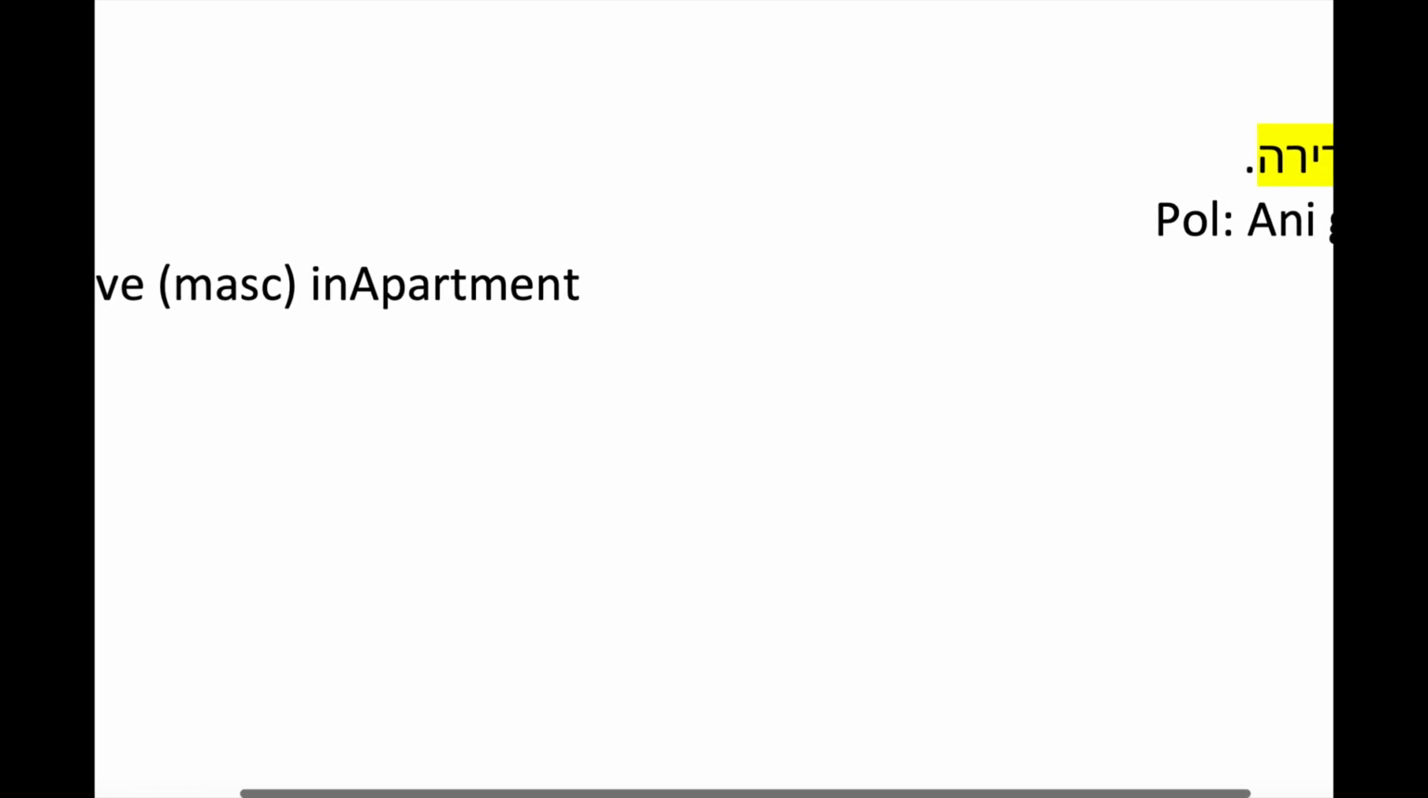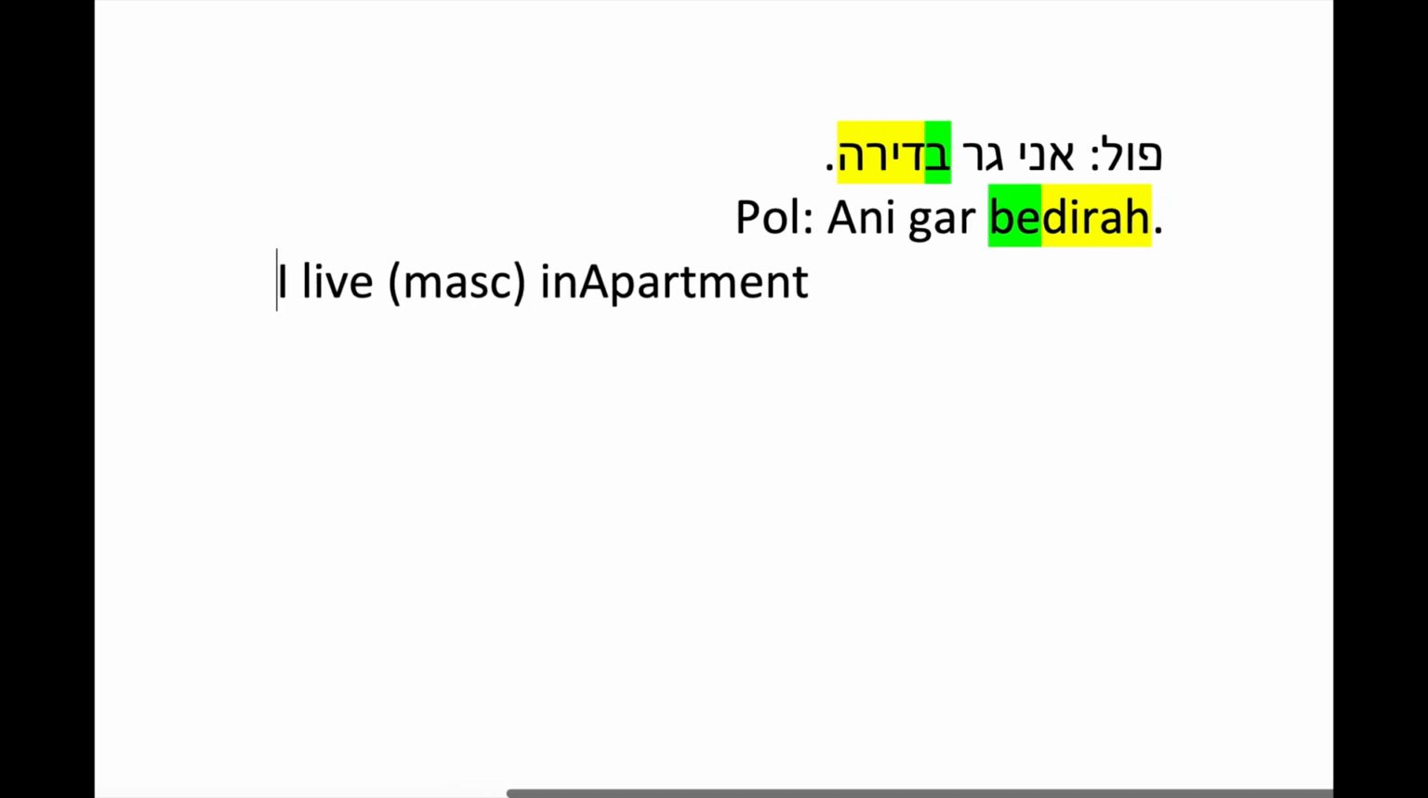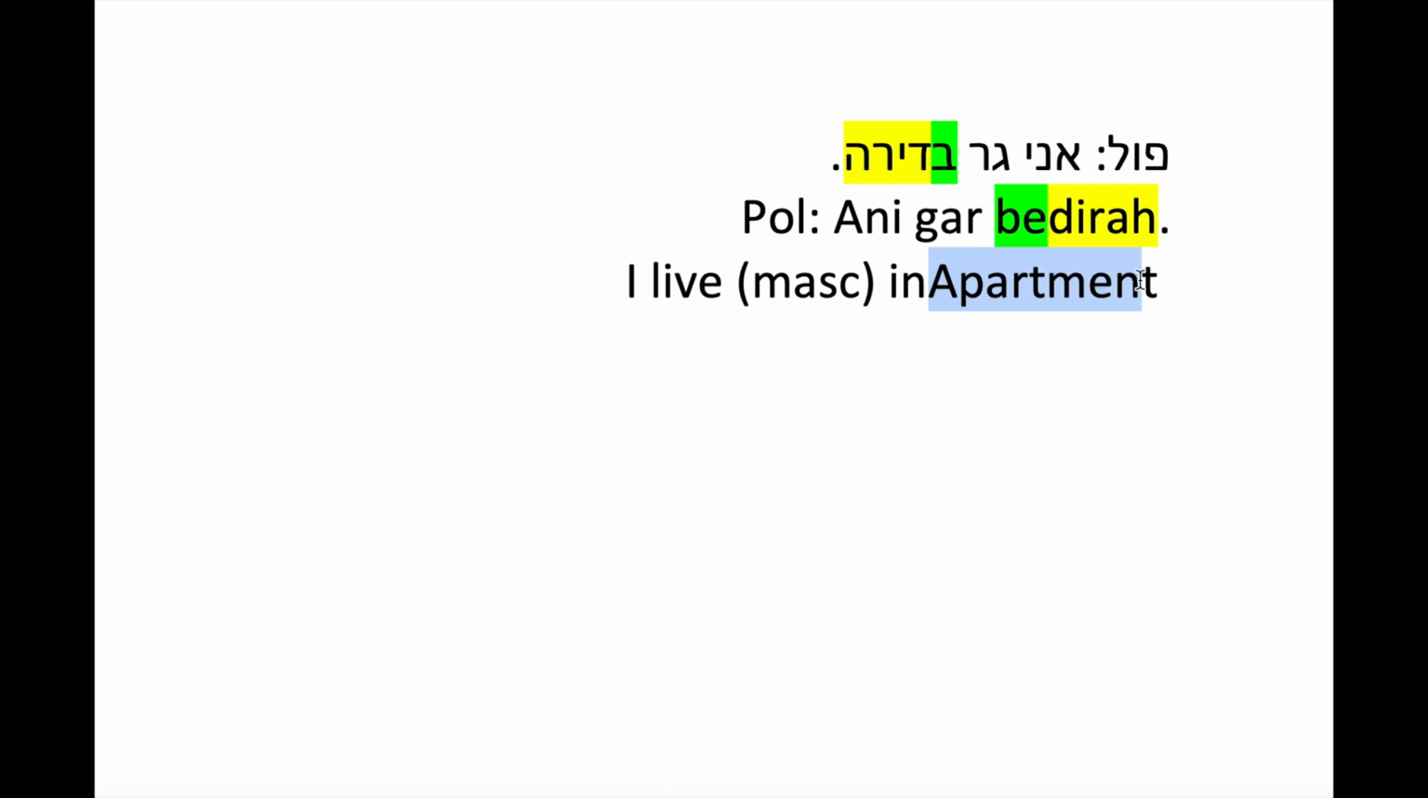This keeps jumping back because I blew up the screen. So apartment is "dira," and "be" means "in" or "at." So what does this mean? It means "I live in an apartment." Because in Hebrew, you don't have the indefinite article "a." You only have the definite article "the." So if you want to say "I live in an apartment," you just say "in apartment," "be dira." So if you wanted to say "I live in the apartment," how would you say that? You would have to insert the Hebrew word for "the." What is the Hebrew word for "the"? It is "ha."